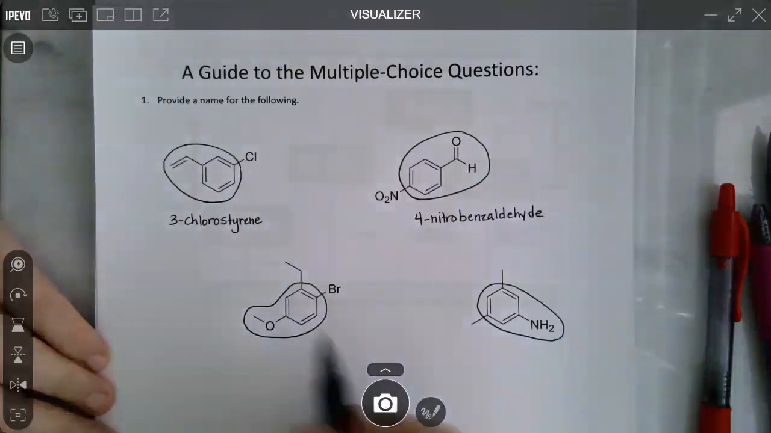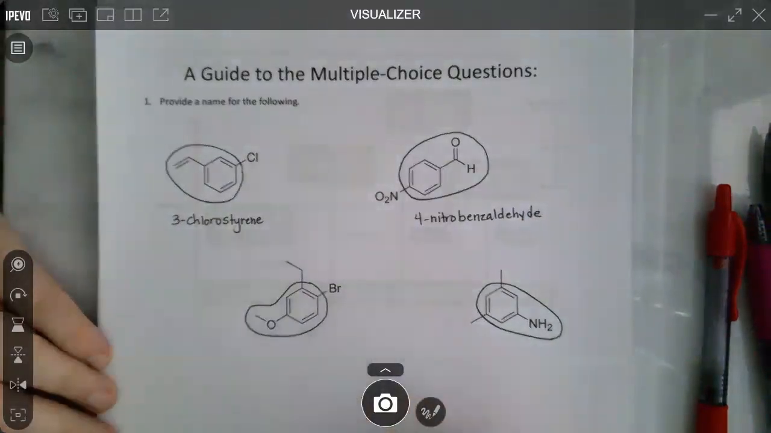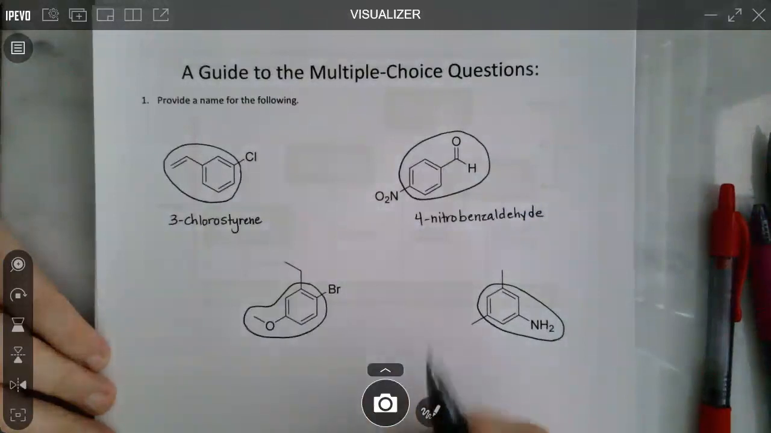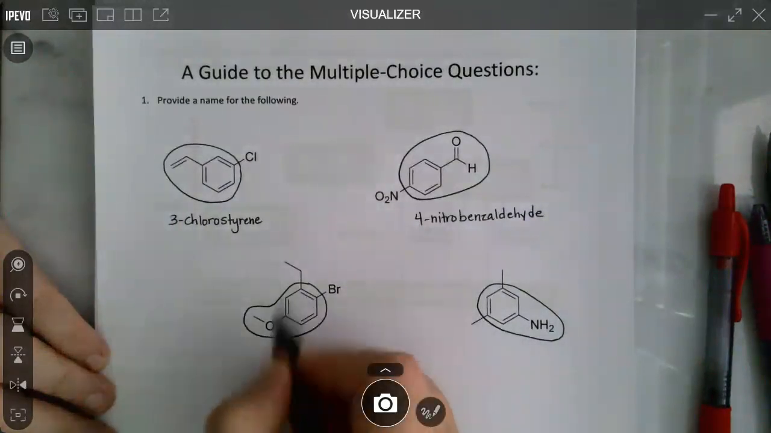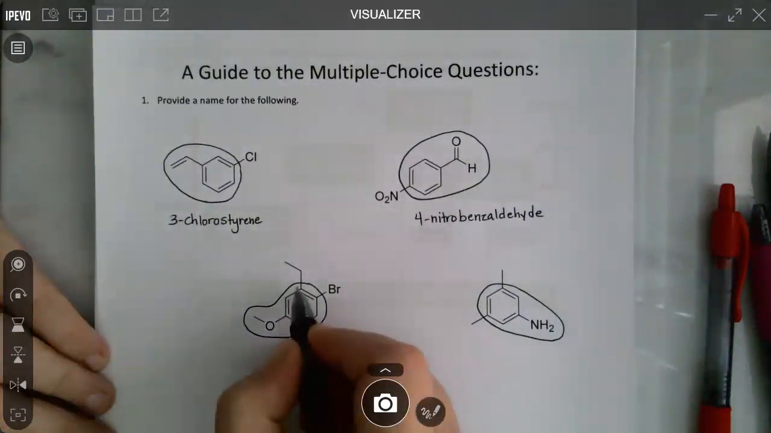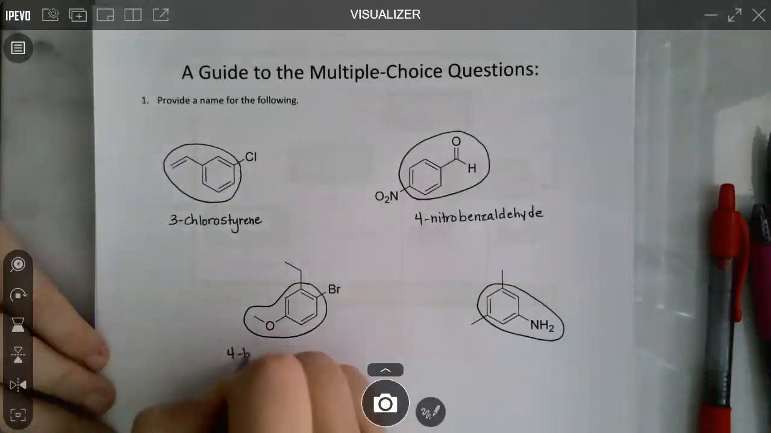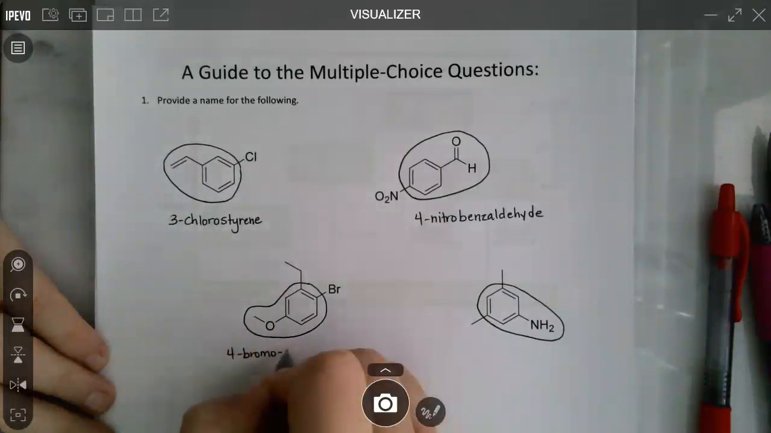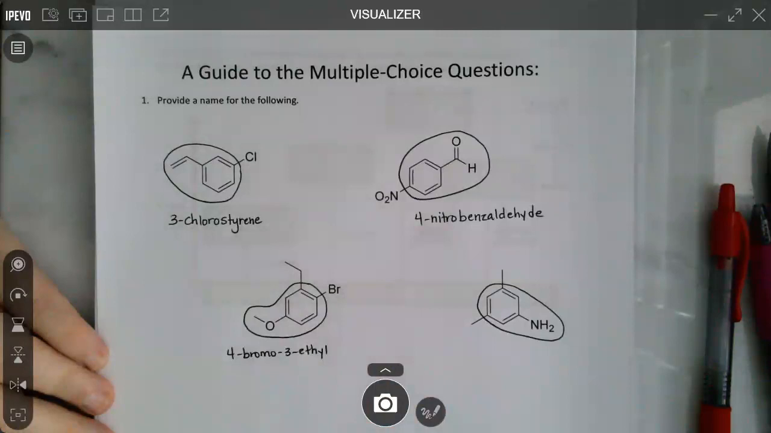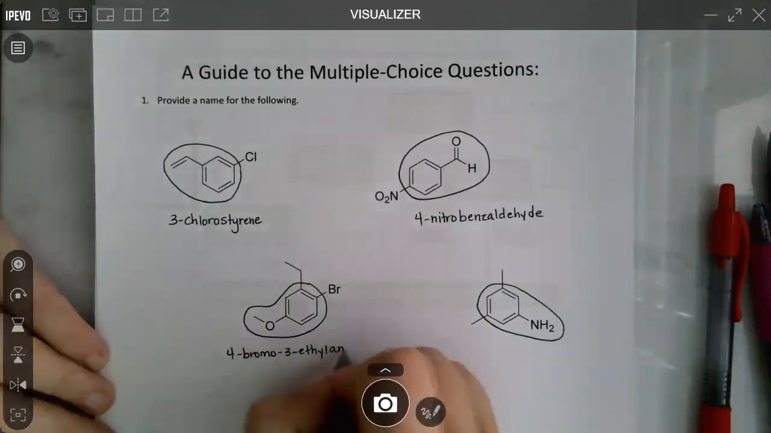And then here we have 2 substituents. We want the lowest number possible for the first substituent. So we're going to count in this clockwise direction: 1, 2, 3, 4. This is an ethyl group, which starts with an E. This is a bromo group, which starts with a B. So alphabetically, B comes before E. So we need to write 4-bromo, 3-ethyl, and then the parent name, which in this case is anisole.